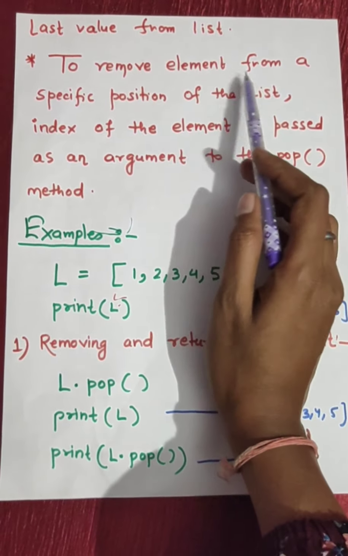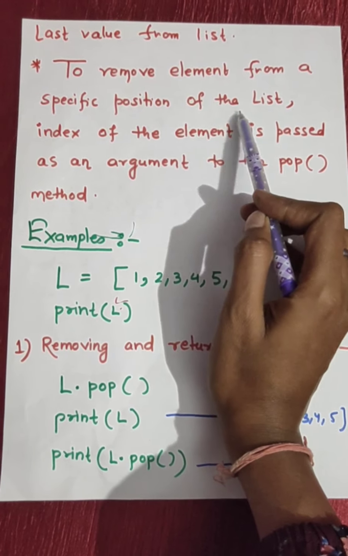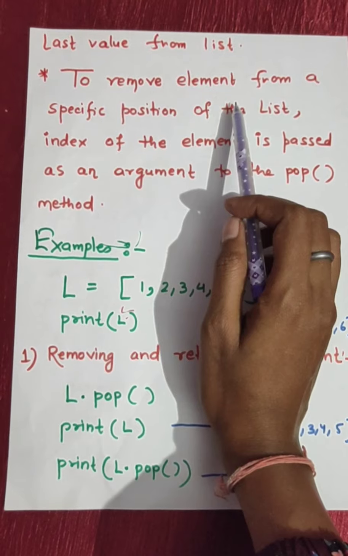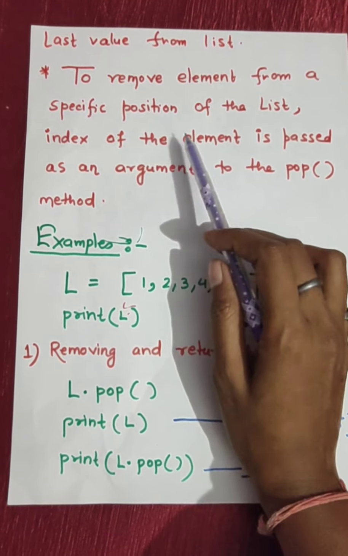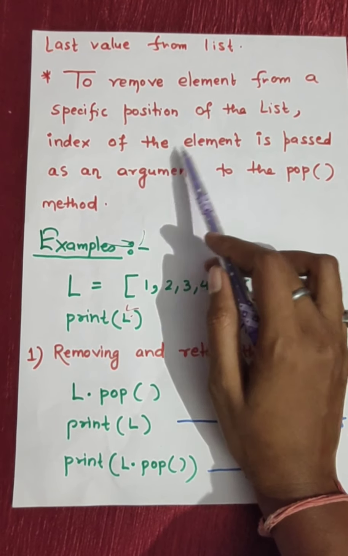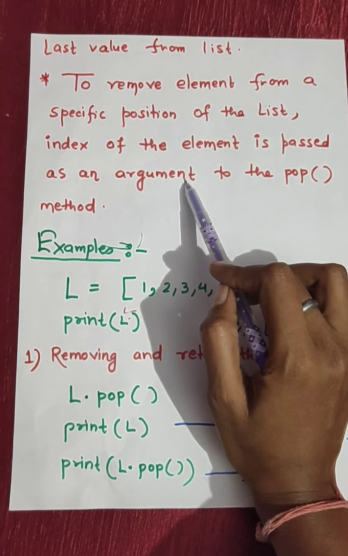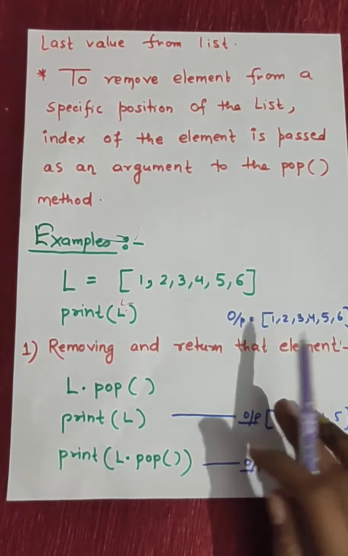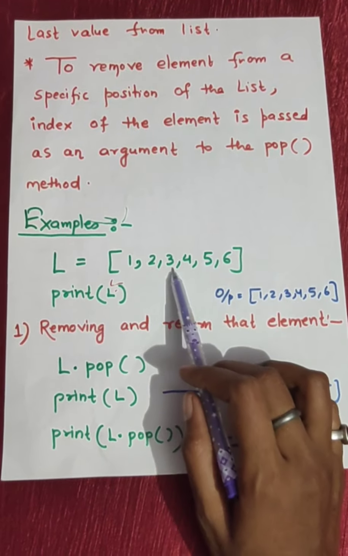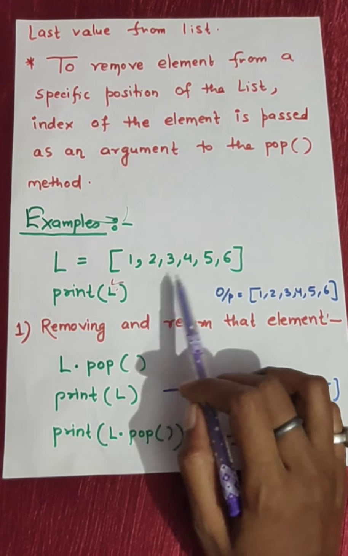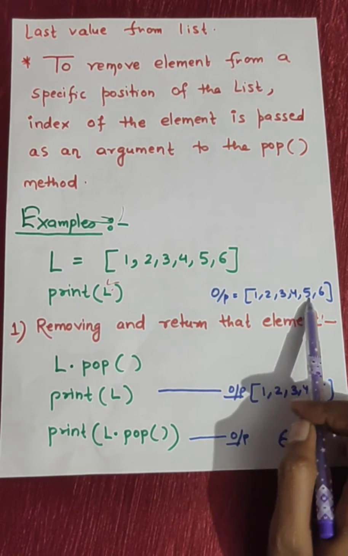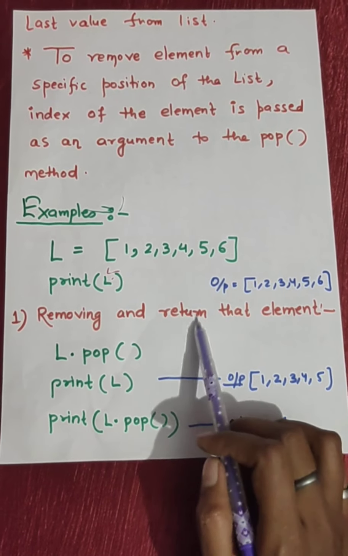To remove an element from a specific position of the list, you have to use the index number of that element, and you have to pass this index number as an argument to the pop function. Here I am going to discuss some examples. L equal to 1 2 3 4 5 6. Here I am creating one list that contains 1 2 3 4 5 6. The output is this one. This is removing and returning that element.